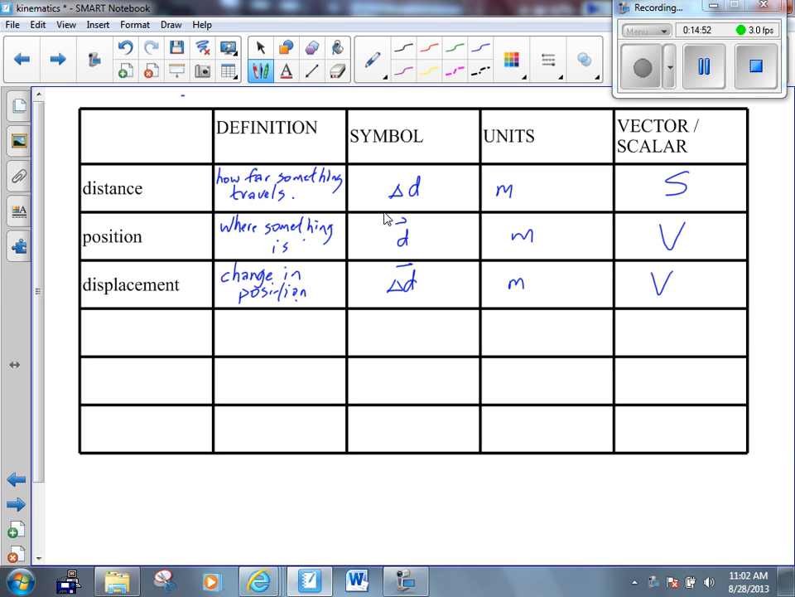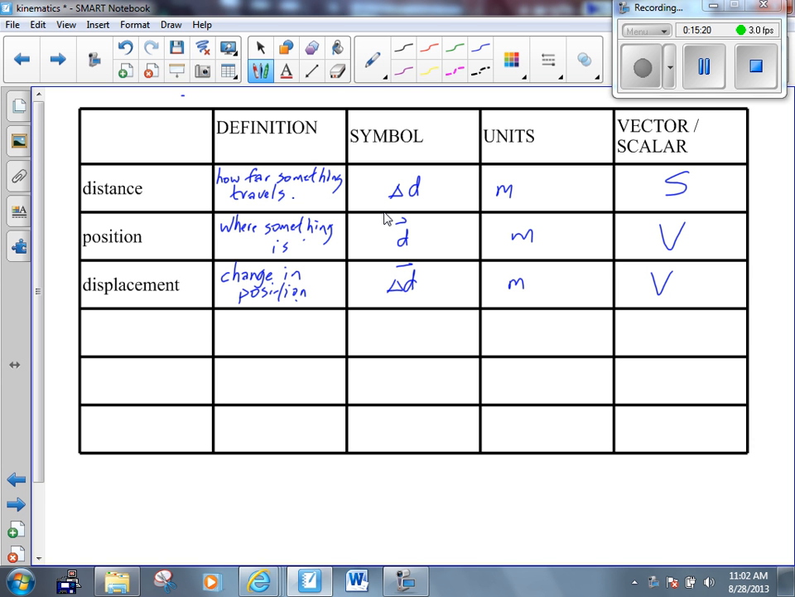What if we change this around a little bit and say we walked 5 meters to the north, and then we turn around and walk 2 meters the other way. What's my overall distance traveled? Still 7 meters, right? If I had an odometer on me, it would read 7 meters. You drive your car to Edmonton and then back, it reads 600 kilometers. Doesn't matter what direction you went. So it's still 7 meters.